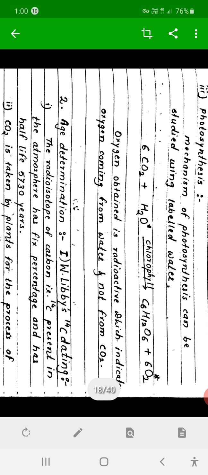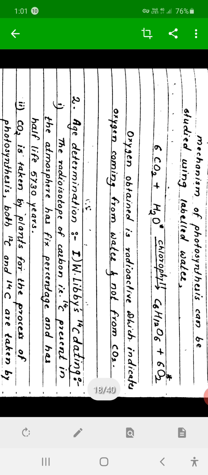Then what is the question in this reaction? Here the question is whether the oxygen evolved in photosynthesis comes from water or carbon dioxide.